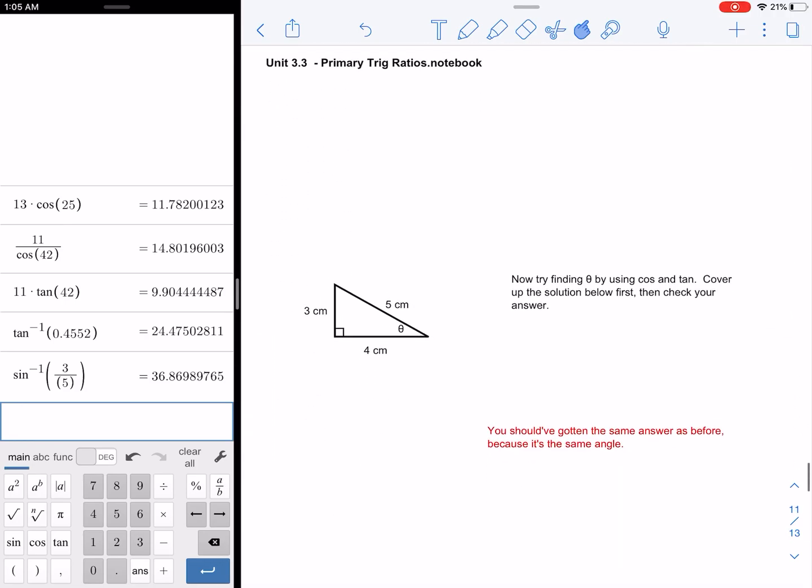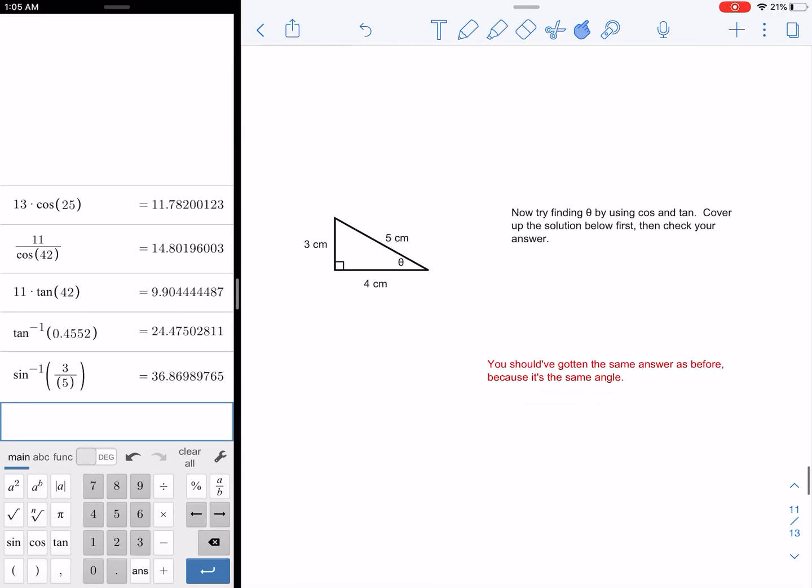Okay, so on the next page, I want you to try and figure out what theta is by using the cos and using the tan. You're not going to cover up the solution. What you're going to do is stop the video right now, and go through the motions of figuring out what theta is using cosine and using tan.